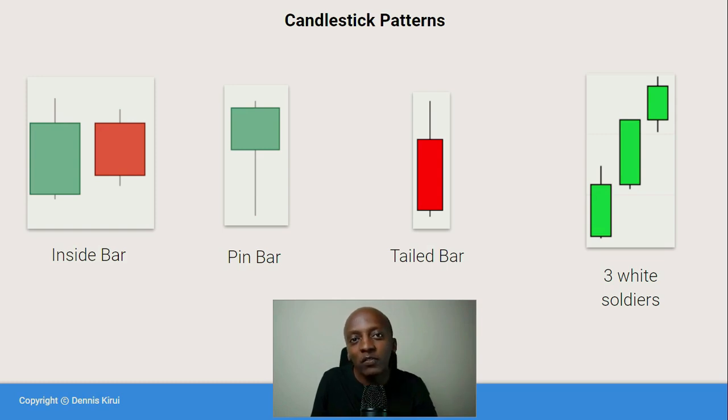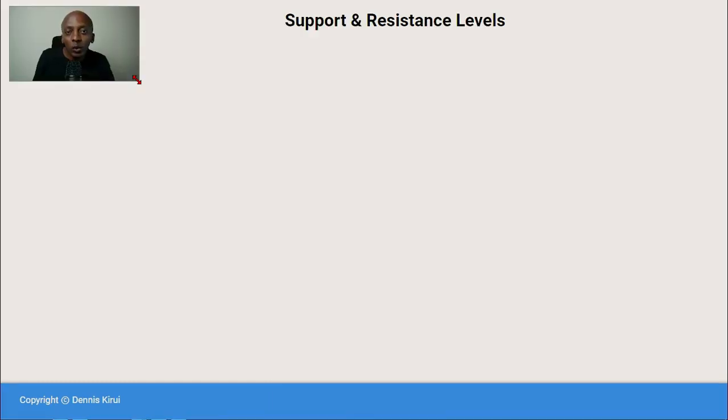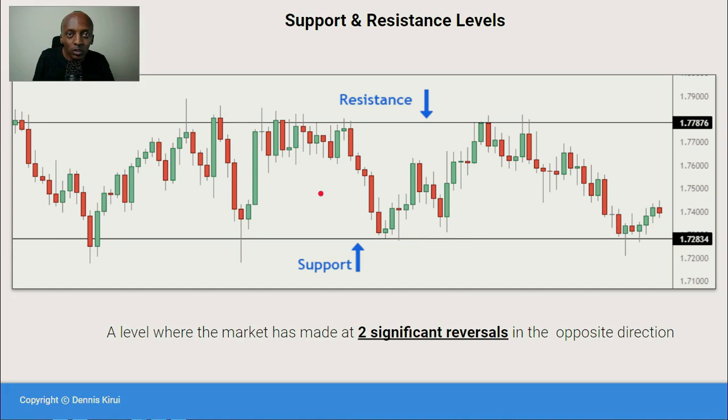But it's not enough to just find the right candlestick pattern. The next thing that you need is to learn to identify support and resistance levels. So what exactly are support and resistance levels? The chart on your screen is a candlestick chart. We have the various kinds of candles, and these 2 horizontal lines that you're seeing, marked support and resistance, are examples of support and resistance levels. So let's look at the definition of what exactly they are. A support or resistance level is a level where the market has made 2 significant reversals in the opposite direction.